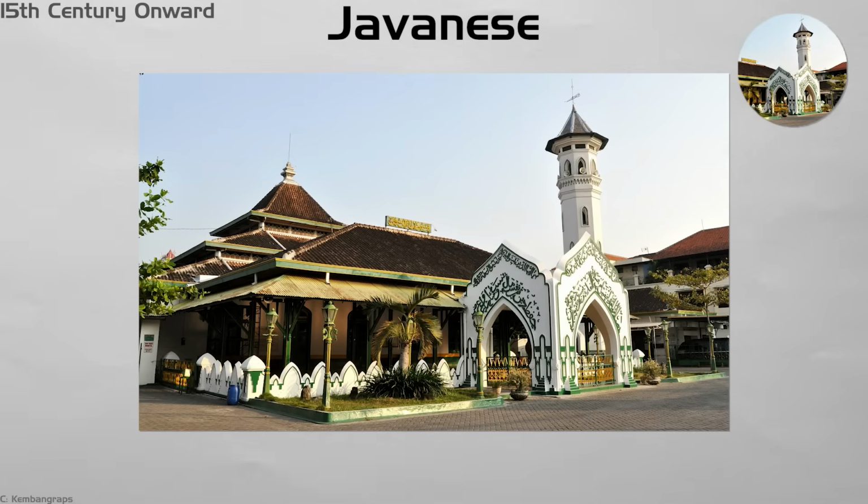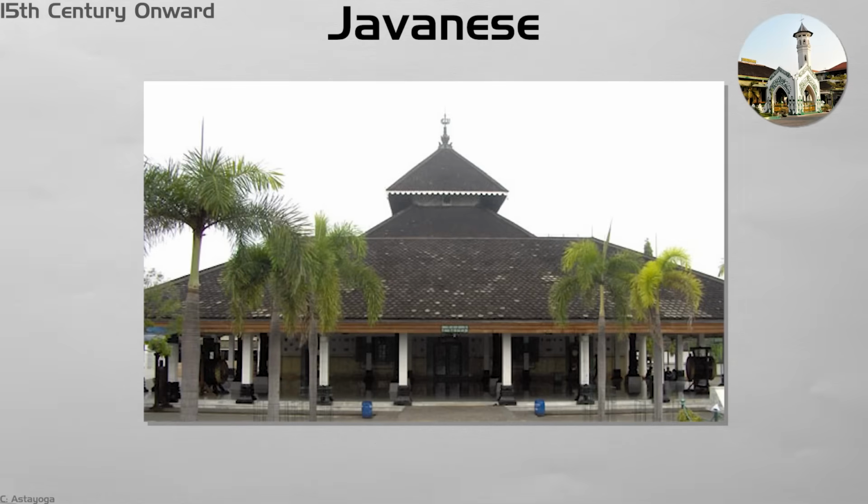Javanese. In Indonesia, early mosques often avoided domes in favor of multi-tiered, pyramid-like roofs, a design rooted in local timber building traditions. The Great Mosque of Demak on Java is one of the oldest, supported by 4 main wooden pillars believed to hold symbolic significance.